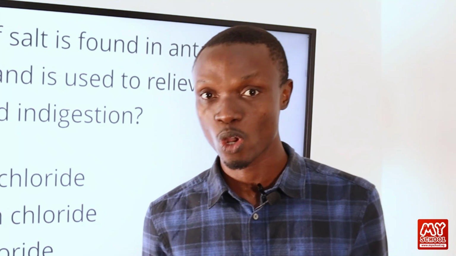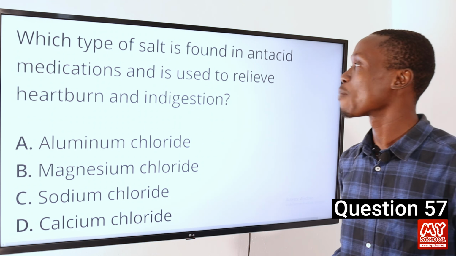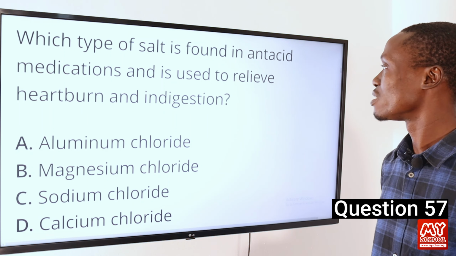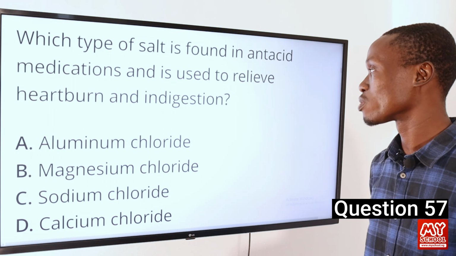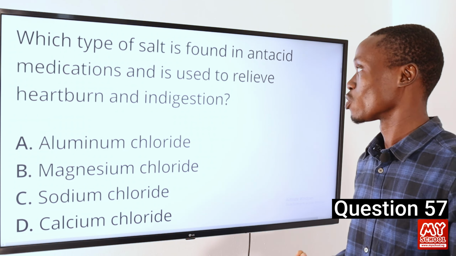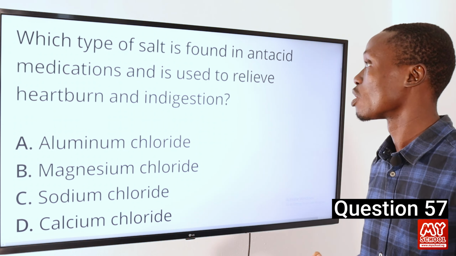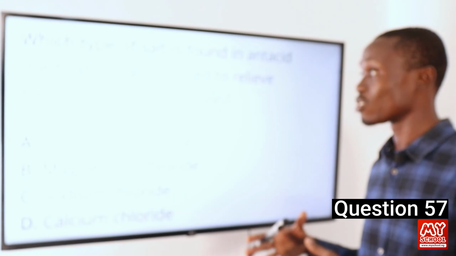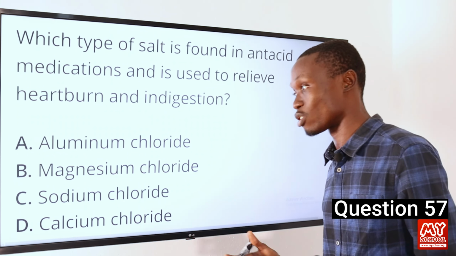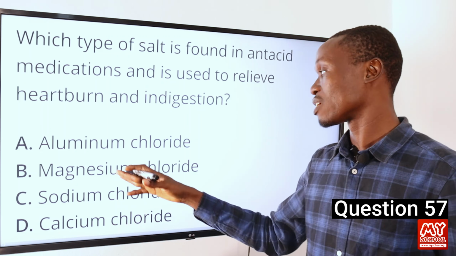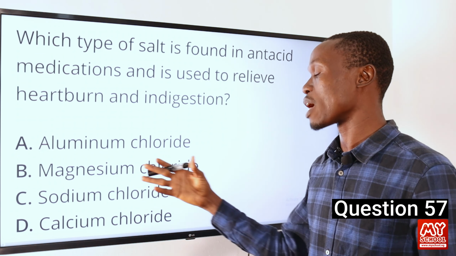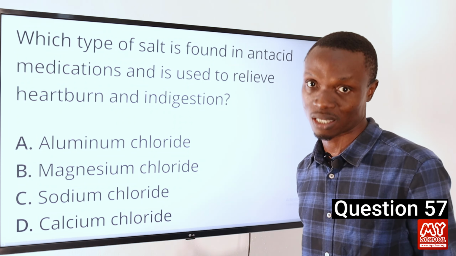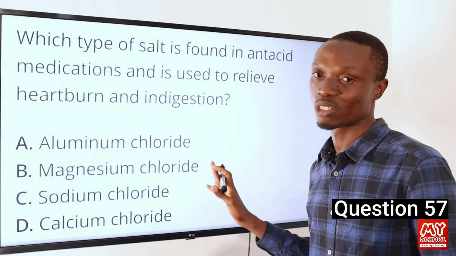Moving on to question 57. Which type of salt is found in antacid medications and is used to relieve heartburns and indigestion? Okay, so I'm just going straight to the answer to this question. The type of salt that is found in antacid medication and that is used to relieve heartburn and indigestion is actually magnesium chloride. What this magnesium chloride does is that it neutralizes those stomach acid. So option B is the correct option.